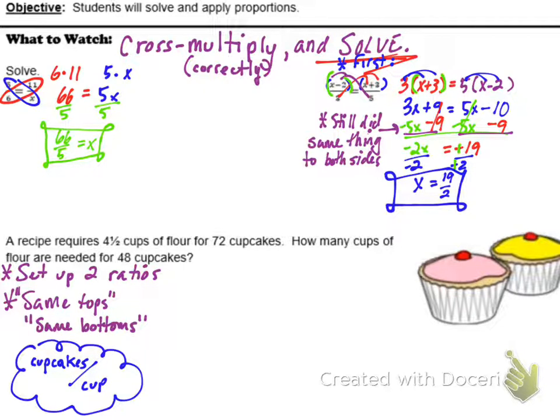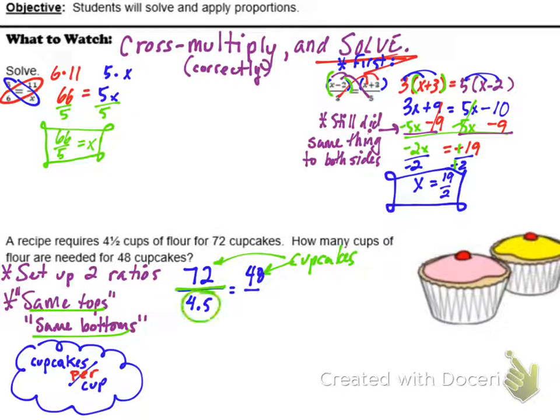Now I say same tops and same bottoms because on the top of each of my ratios, it's going to be cupcakes. So 72 cupcakes corresponds with 4.5 cups of flour, right? Because there's 72 cupcakes per 4.5 cups of flour. So now I know on the right I have to put the 48 on top because I'm doing same tops. I want cupcakes on top and I want cups on the bottom. So that is my unknown. How many cups go with 48 cupcakes? Now that we've got this set up, we should be good to go.